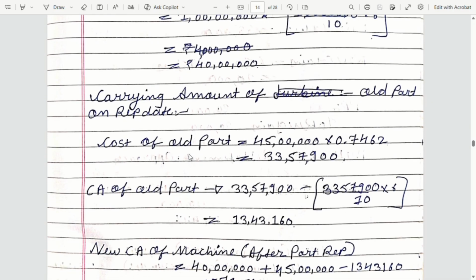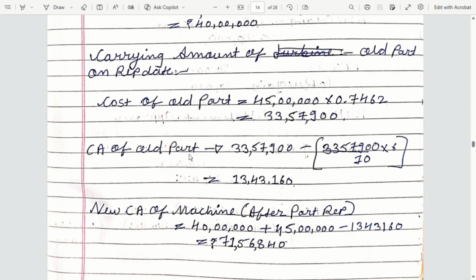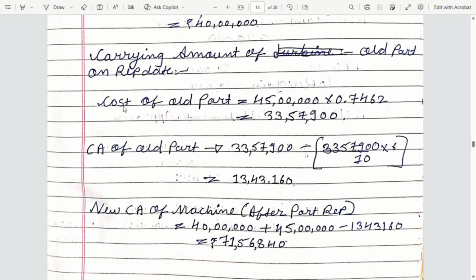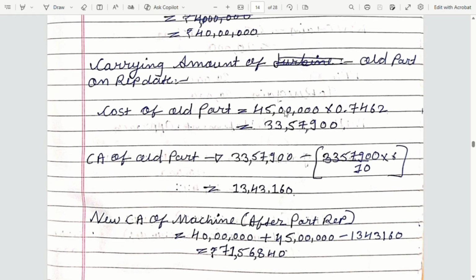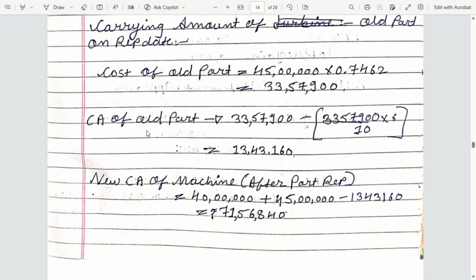So since the old part cost is not given in the question, we are going to calculate the old part cost by doing PV. Okay, जो 45 लाख है न्यू पार्ट का कॉस्ट, उसको हम लोग प्रेजेंट वैल्यू में लेके आएंगे पीवी फैक्टर को यूज करके. So we get the cost of the old part, and then we are going to reduce the depreciation.